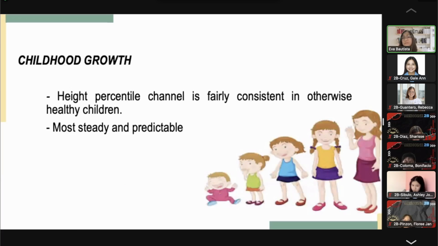So then next is childhood growth, which is the most steady and predictable phase of growth, okay? At this point in time, there is very minimal rate of growth, okay, for these children, okay? It is in between the infantile and pubertal phases where you have pulsatile growth rate, okay? Here it is steady and much slower rate.